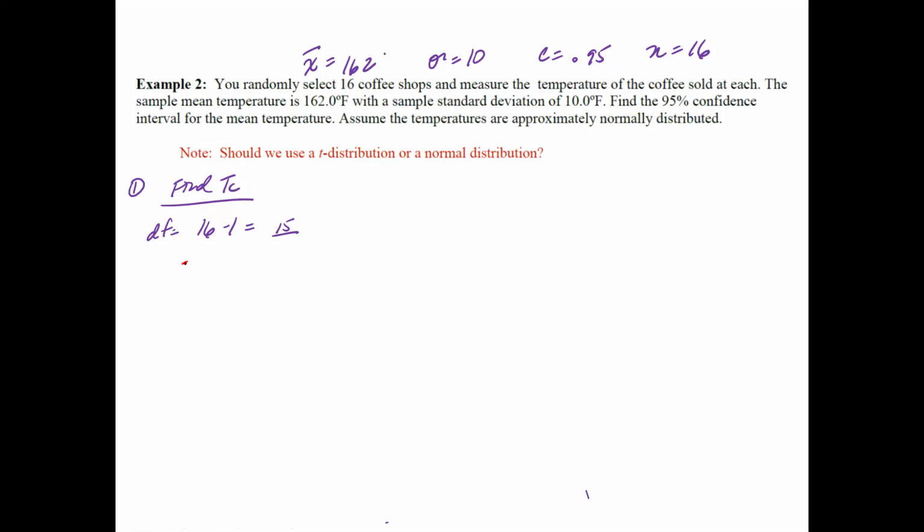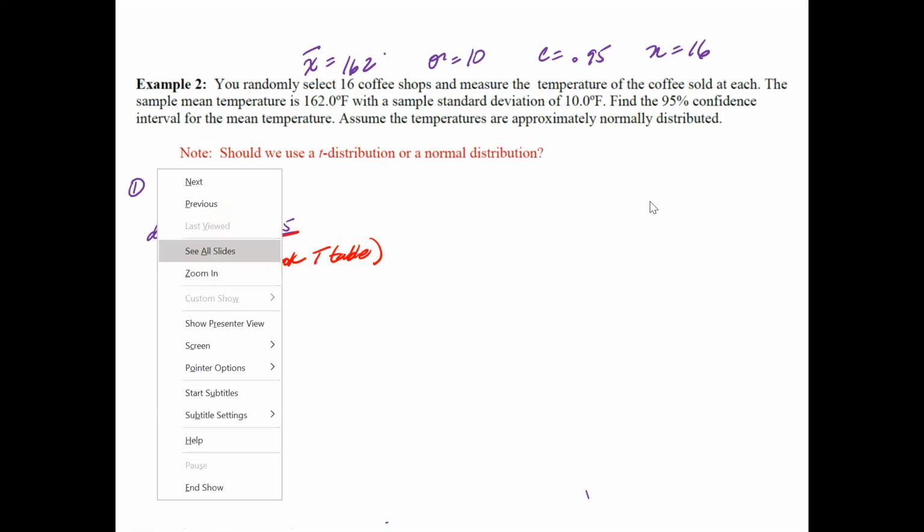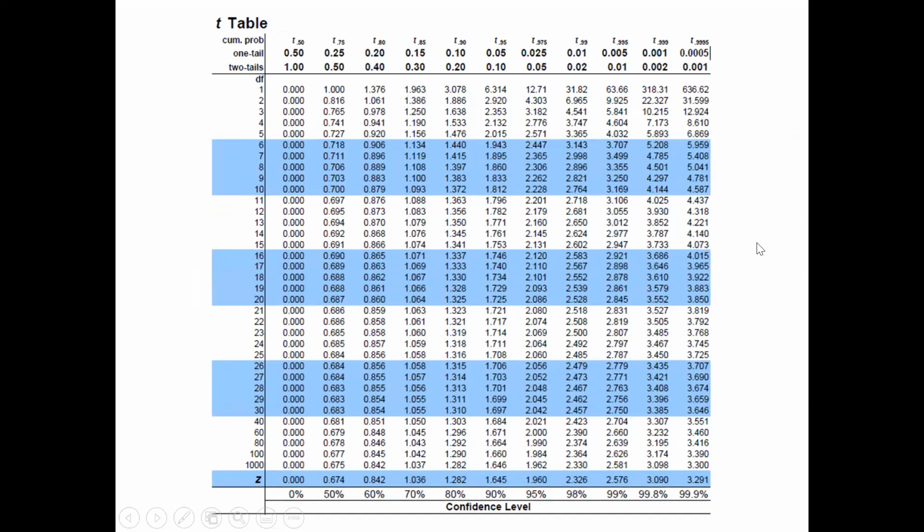All right, your confidence level is going to be 0.95. So you're going to look at the t-table with 0.95 and 15 degrees of freedom. So here we go, 15, 0.95. Look at your t-table.